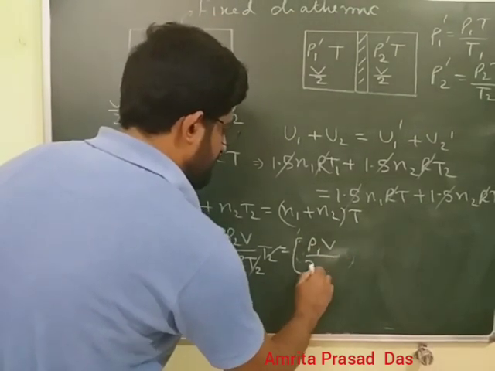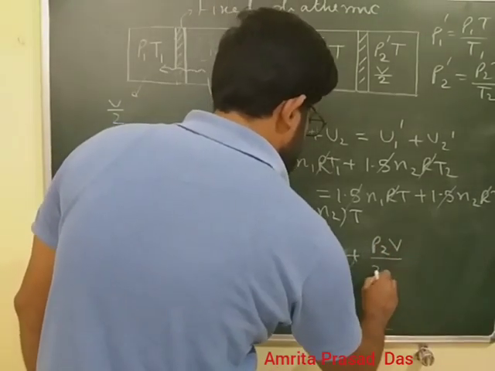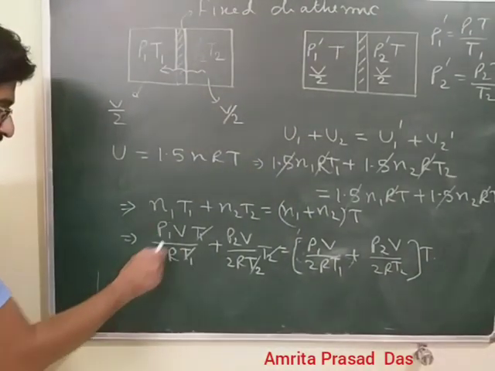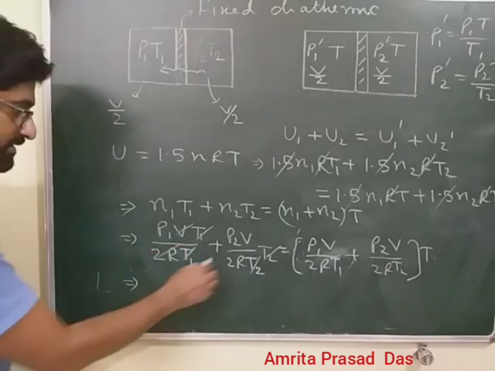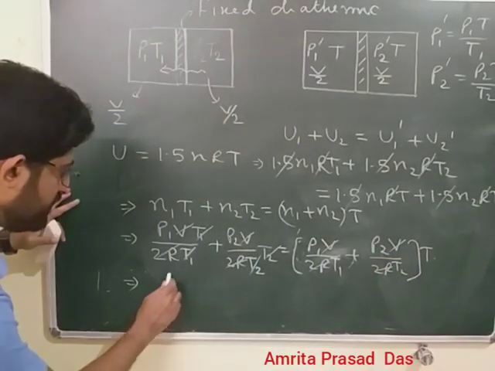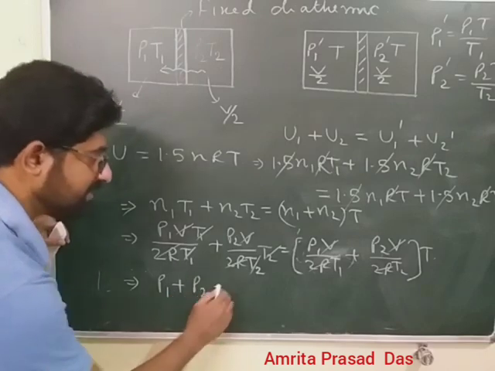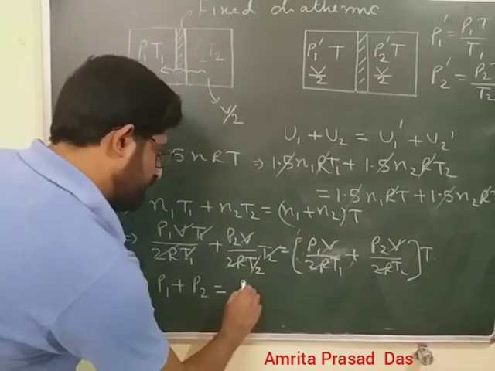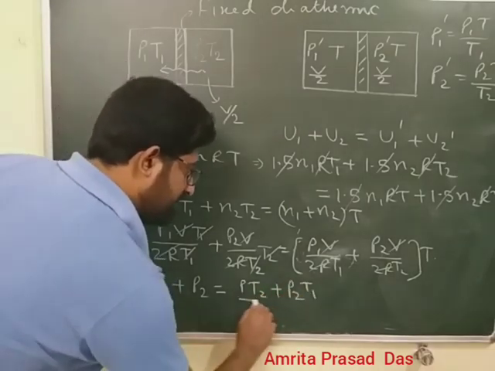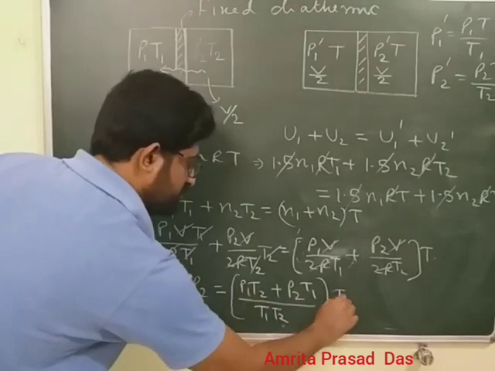P1 V by 2R T1 plus P2 V by 2R T2 into T. V by 2R, V by 2R, V by 2R, all this cancels. Therefore, we get P1 plus P2 is equal to (P1 T2 plus P2 T1) by T1 T2 into T.